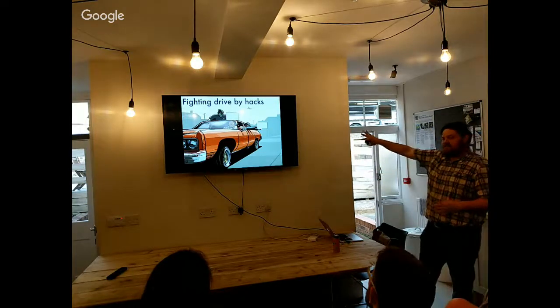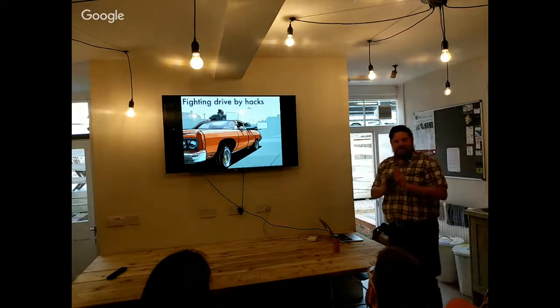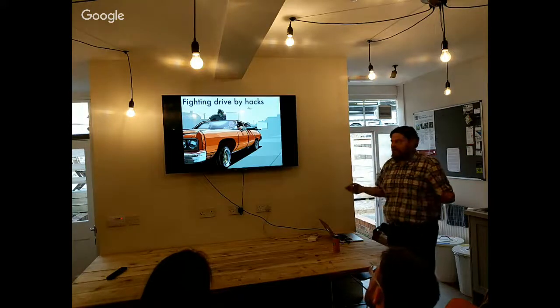What we're going to do today is just reduce that attack surface down to as close to zero as possible, thereby solving the problem.